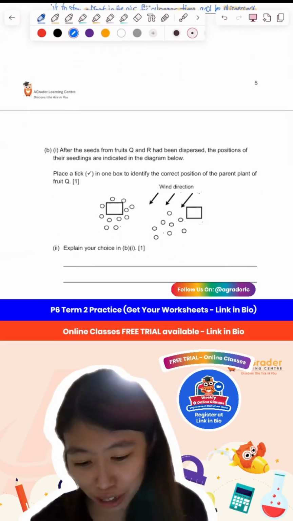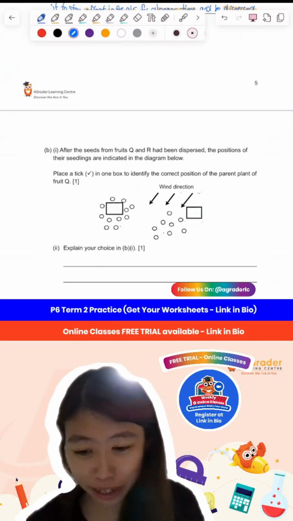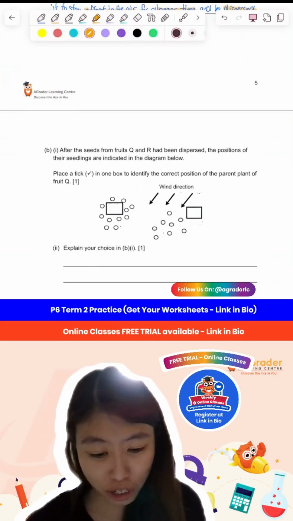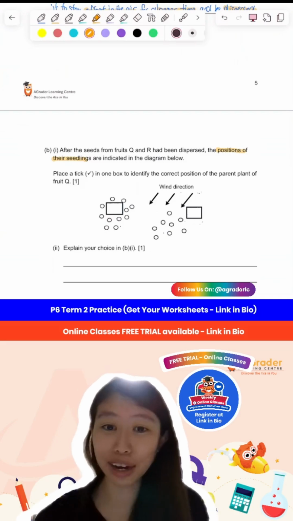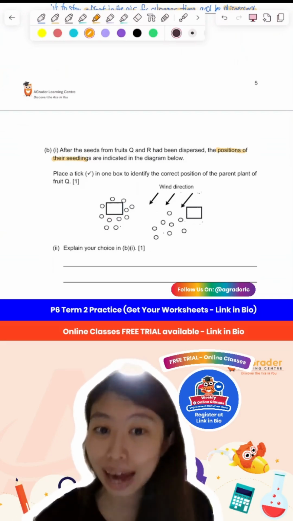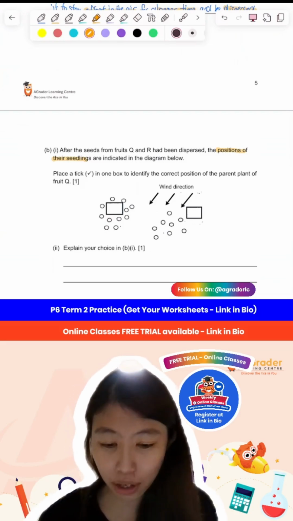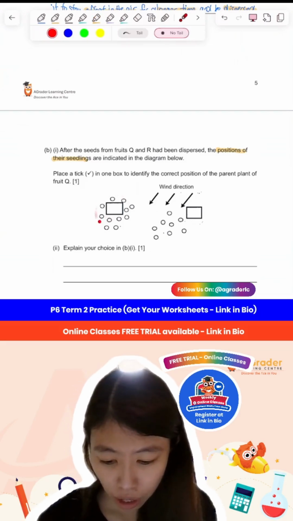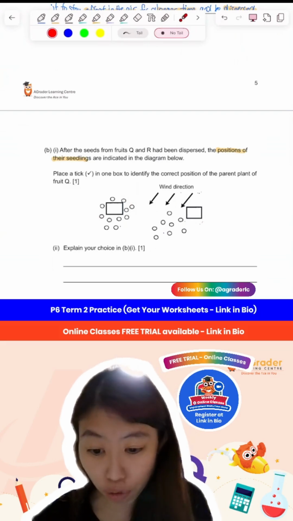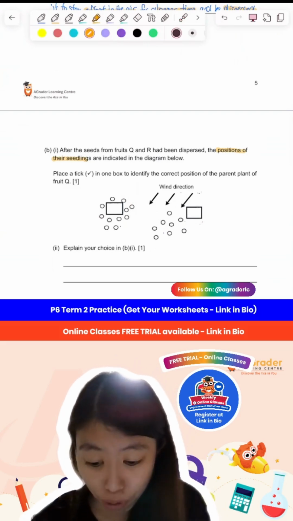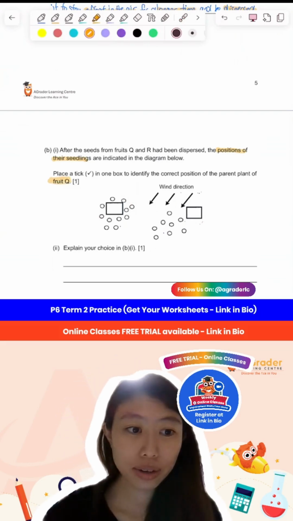Okay, so let's look at the next one. After the seeds from fruit Q and R have been dispersed, the positions of the seedlings are indicated in the diagram below. So now they are showing you the young plants. Seedlings means young plants. Which one do you think it is? The one on the left or the one on the right? For fruit, highlight fruit Q, okay?